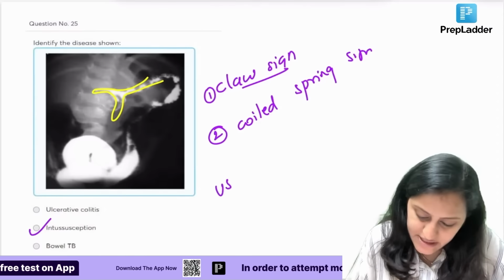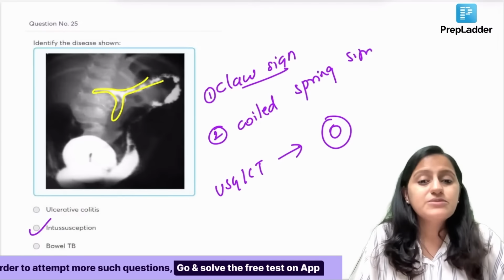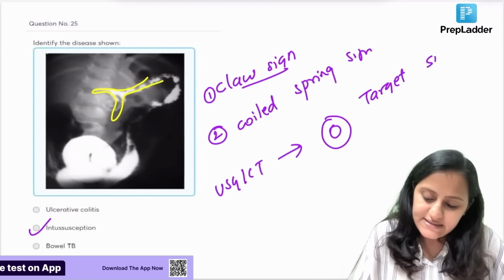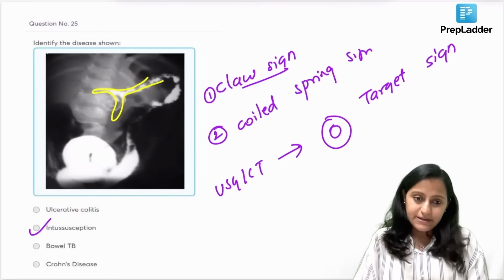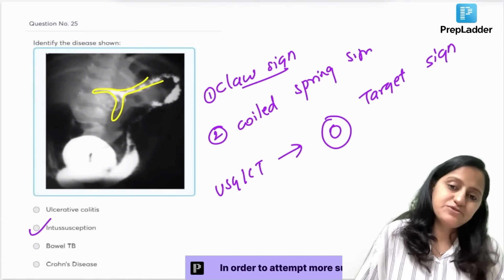And what sign do you see on USG or CT? Inner bowel, outer bowel. So inner circle, outer circle. What is that sign called? Target sign or donut sign. So this is intussusception. Okay, claw sign, intussusception. Right?